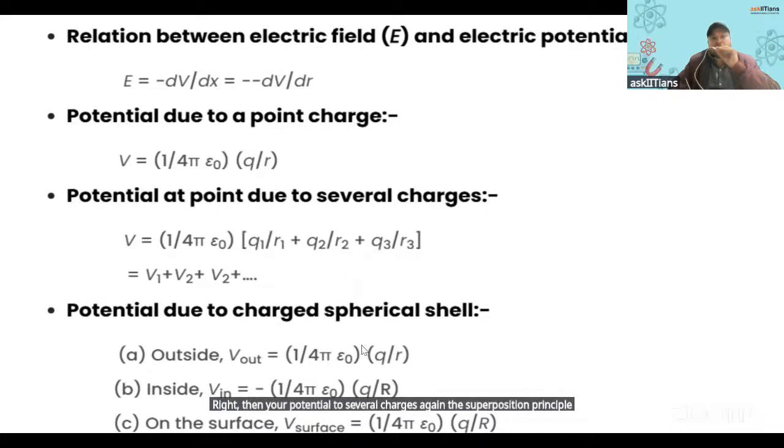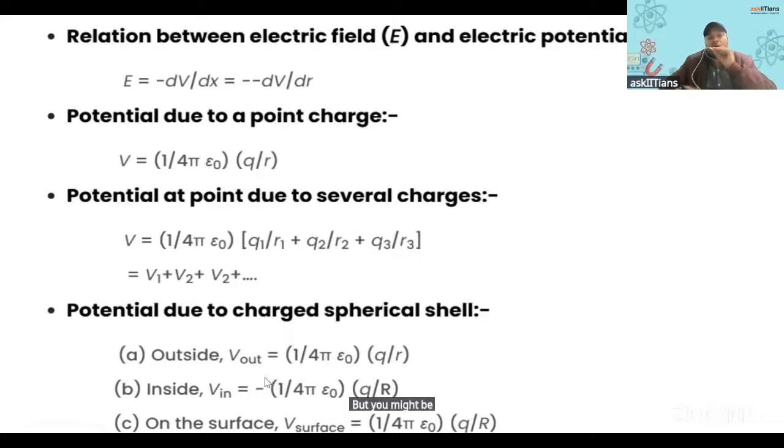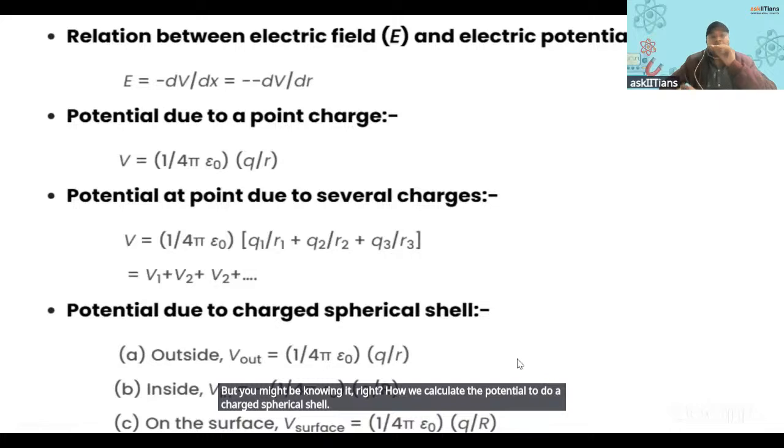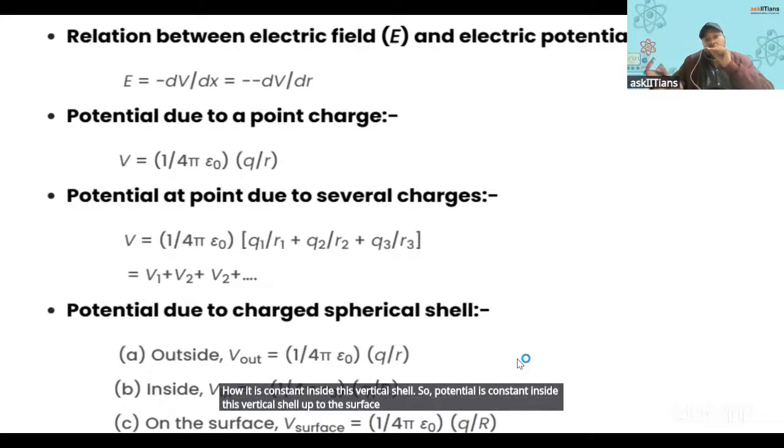Then potential due to a charged spherical shell. As we have derivations for electric field, these might also come. I have not mentioned them because it's not in your NCERT, but you might be knowing it. How we calculate the potential due to a charged spherical shell, and how it is constant inside the spherical shell. The potential is constant inside the spherical shell up to the surface, and up to the center of the spherical shell the potential remains constant.